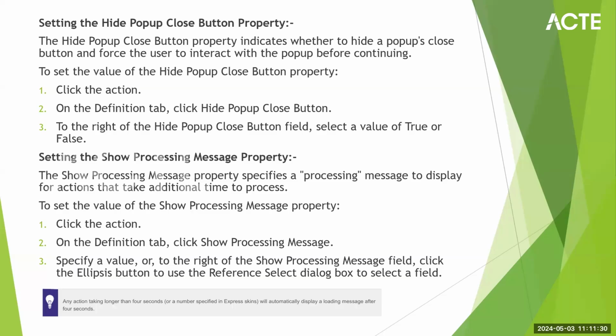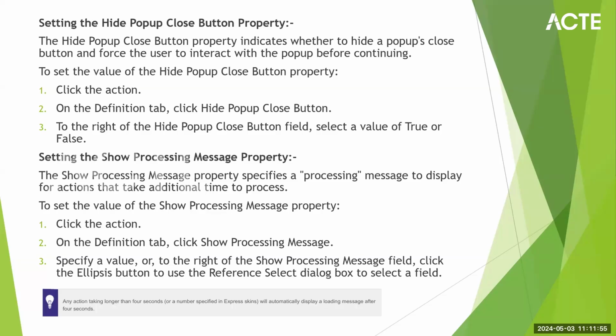How do you do that? Click on the action, on the definition tab, click on the hide pop-up close button. To the right of that, select the value true or false, whether the button should display or not, so you are giving it a true or false value.